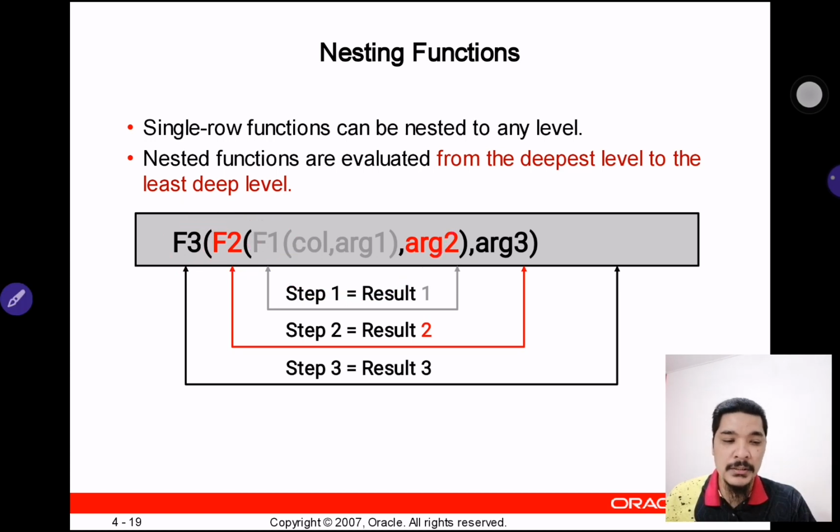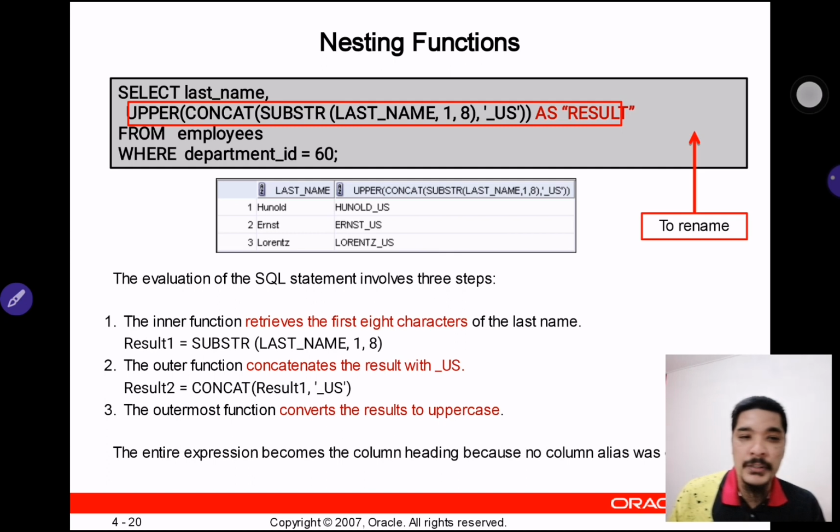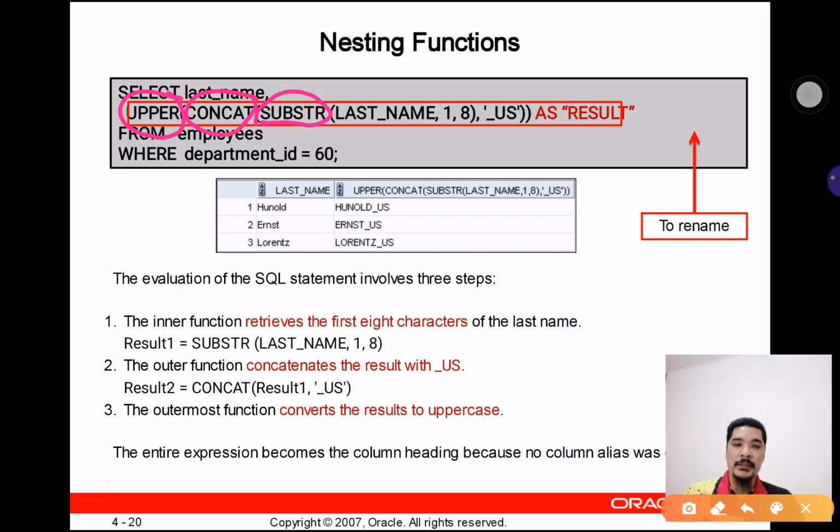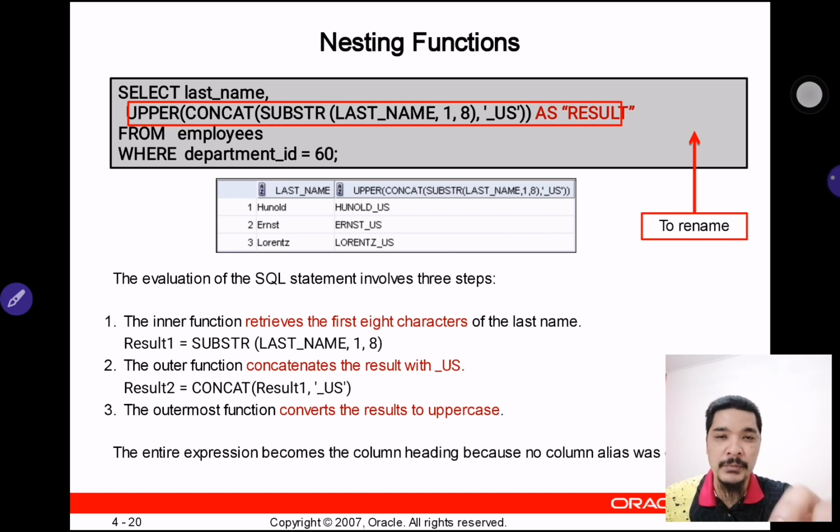Okay, let's look into the example here. For example, select last name upper. We have three nested functions here: substr, concat, and upper. So which one do we want to solve first? Of course we need to solve the deepest one, so the deepest one is substr. What is the substr of the last name here? This is the function that we need to handle first.